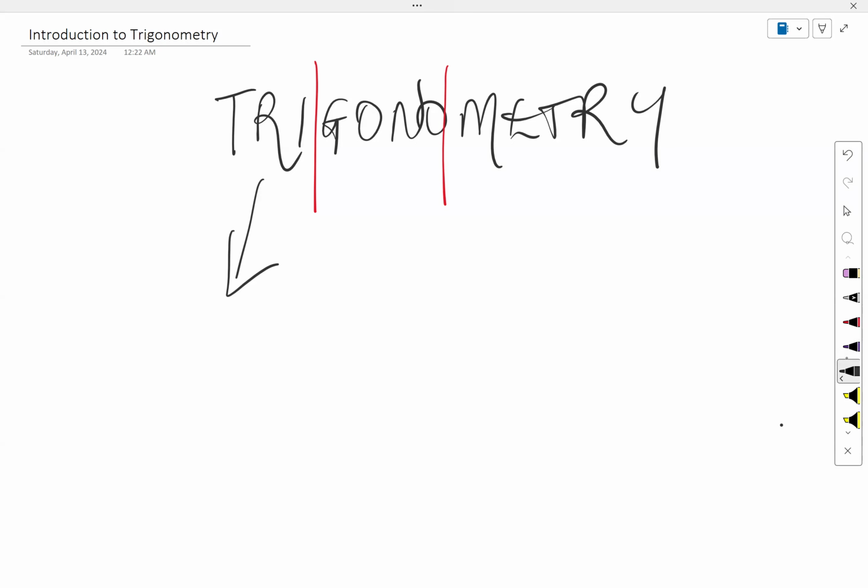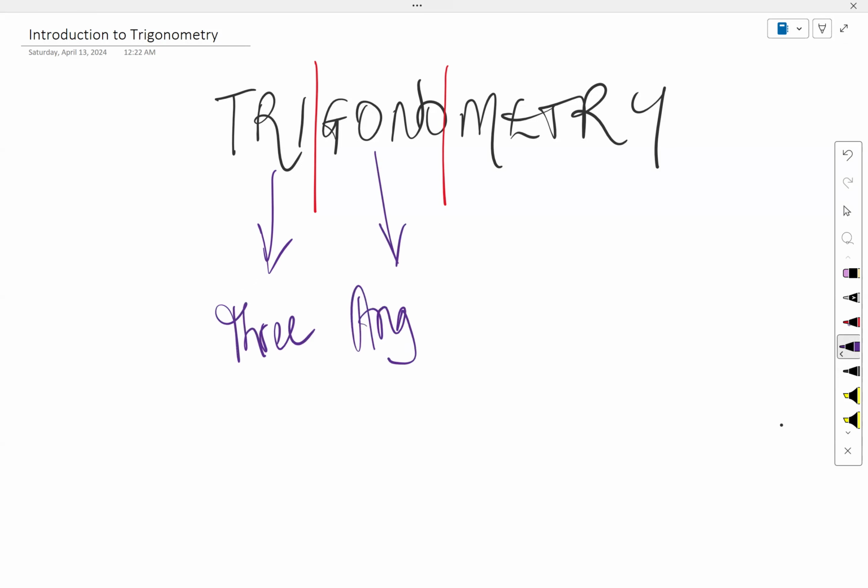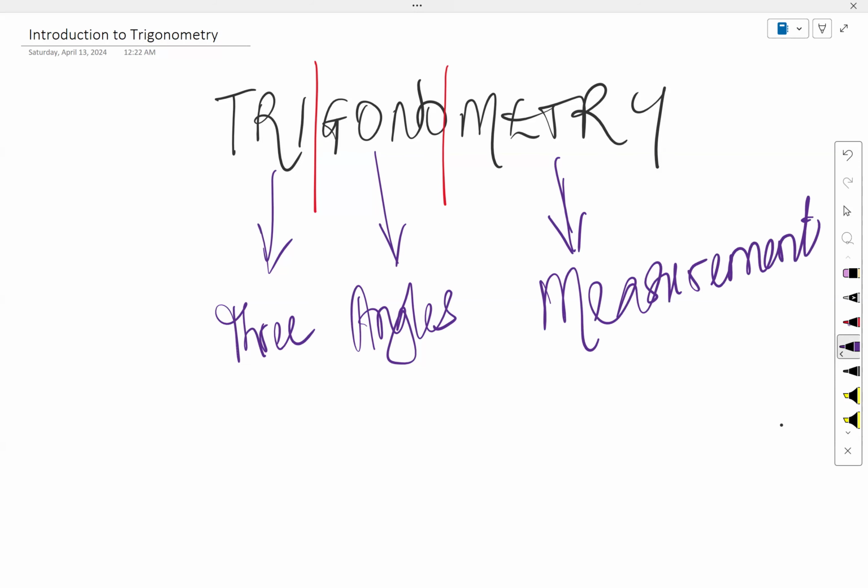From the word tri, tri simply means three, as you can imagine. Gono talks about angles, and metry talks about measurement, basically. So it simply means that trigonometry is three angles measurement.